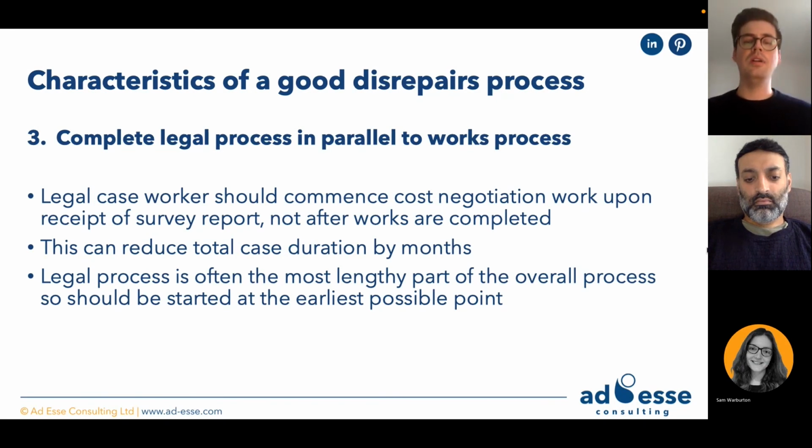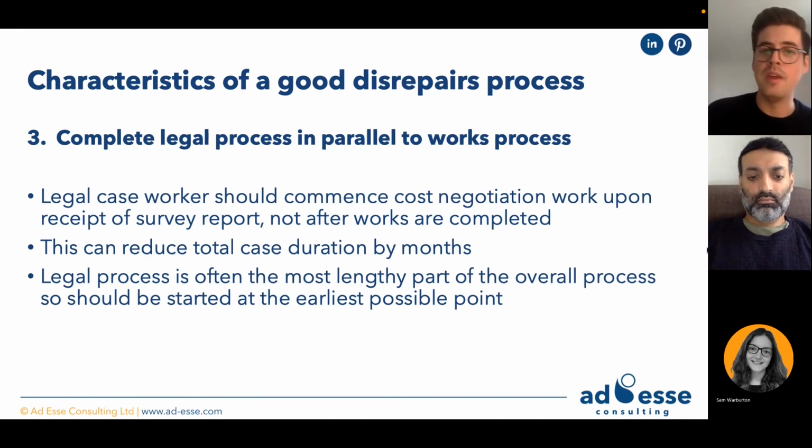Thirdly, there's a big opportunity within the disrepairs process to complete parts of the process in parallel. Namely, completing the legal process alongside the works process. Usually you'll have an internal legal caseworker who is the main liaison with the tenant solicitor, and they have their steps to complete. They should begin their quite complicated cost negotiation work at the earliest available opportunity, usually upon receipt of the survey report from the surveyor, and not wait until after the works are completed.